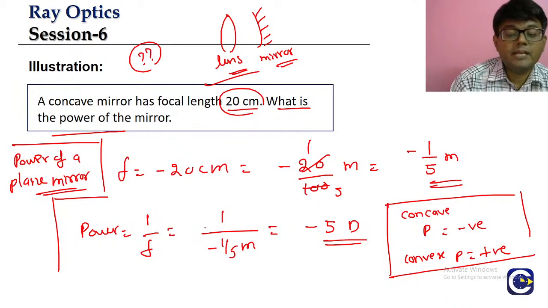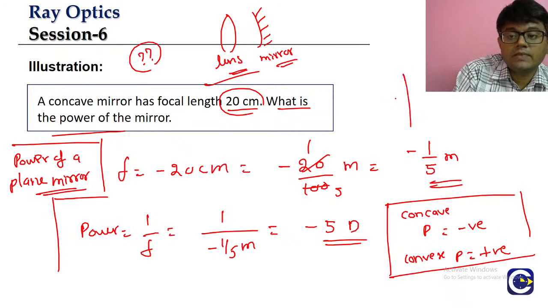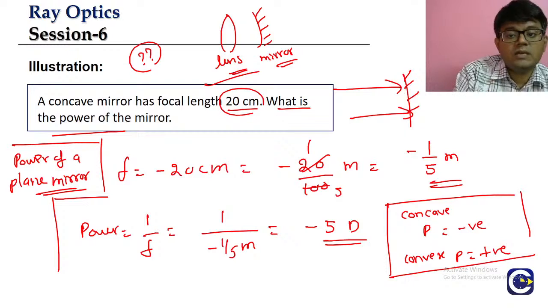What will be the power of a plane mirror? A plane mirror, right? What will be the focal length of the plane mirror? Think about it. So we are incidenting, this is the plane mirror. We are incidenting parallel rays. What will happen to the parallel beam of rays when you incident normally on that plane mirror?